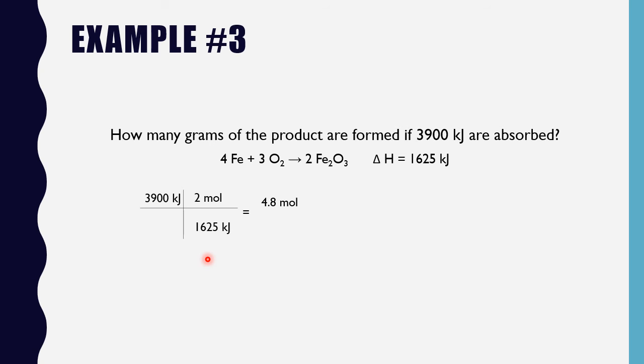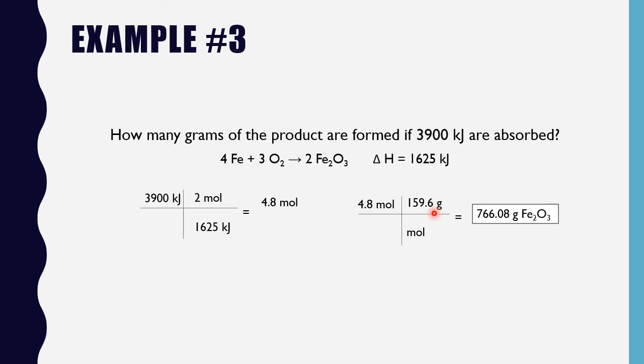Almost done. Now, if I go back to the word problem, they're asking for grams. I have moles. I have 4.8 moles of the ferric oxide. So that means I now have to change it to grams by using the molar mass from, again, the periodic table. So the 4.8 moles, I find the molar mass of Fe2O3, and I multiply that, and I'm going to end up with the grams. 766.08 grams Fe2O3.